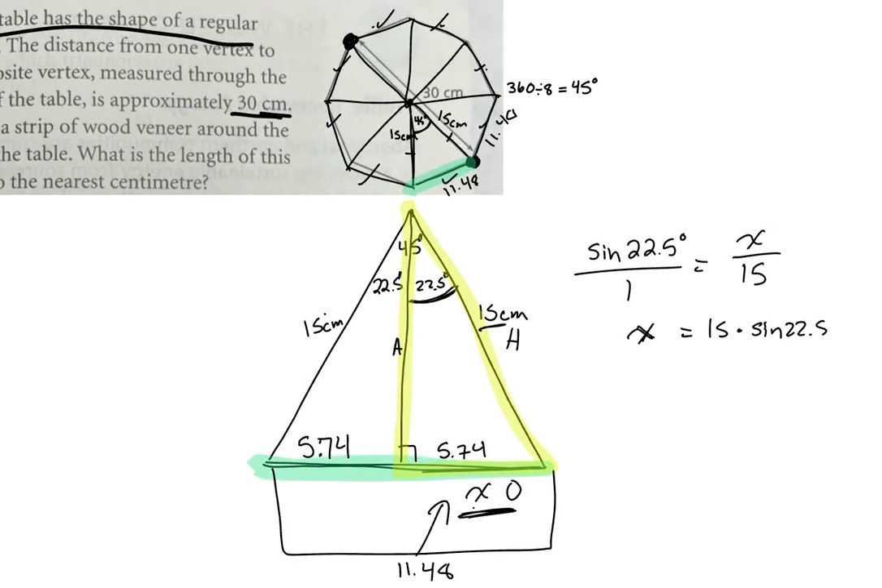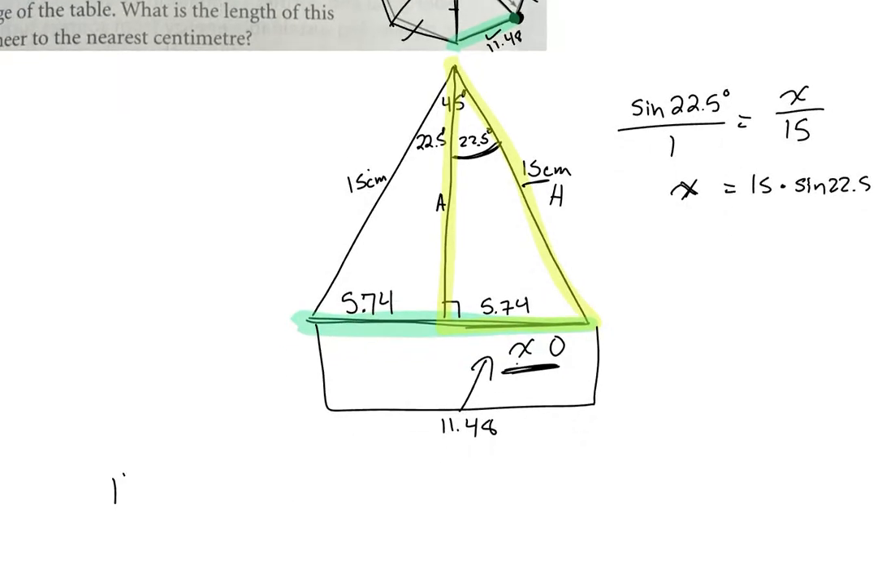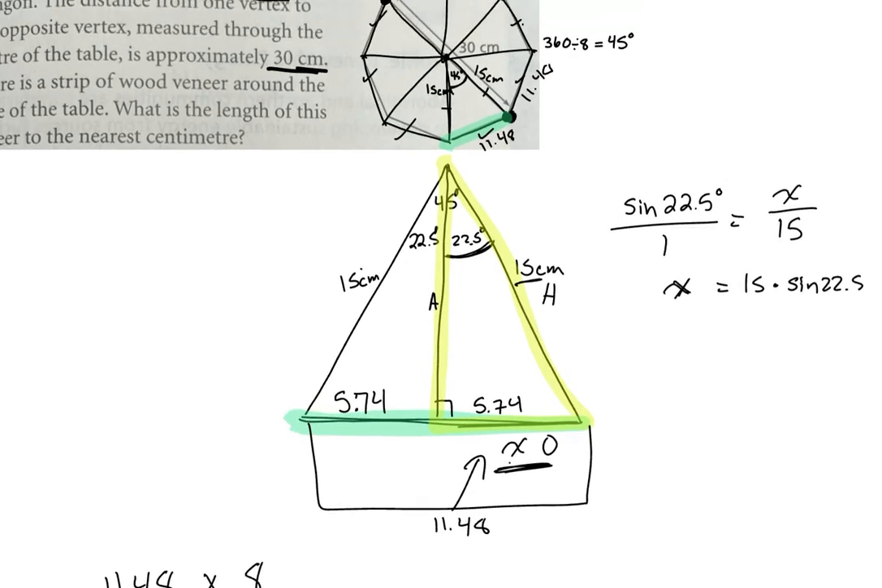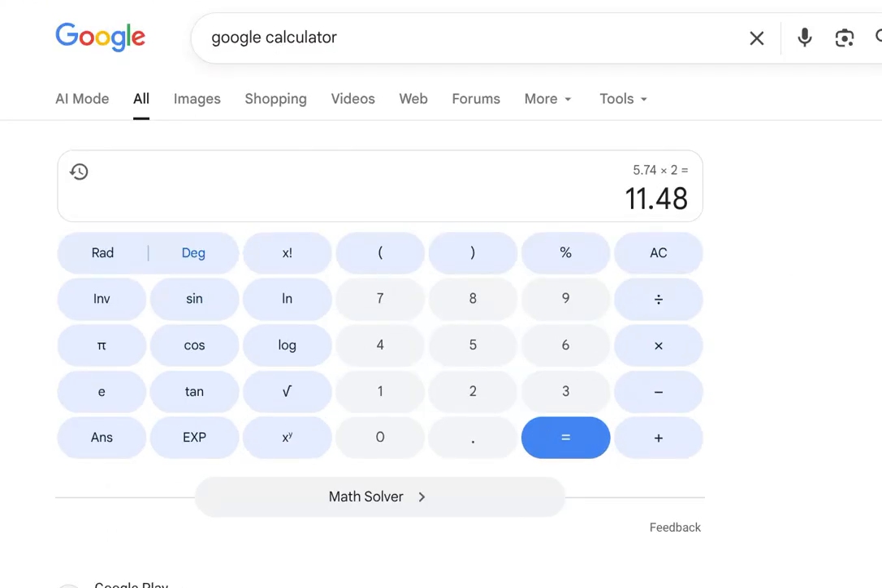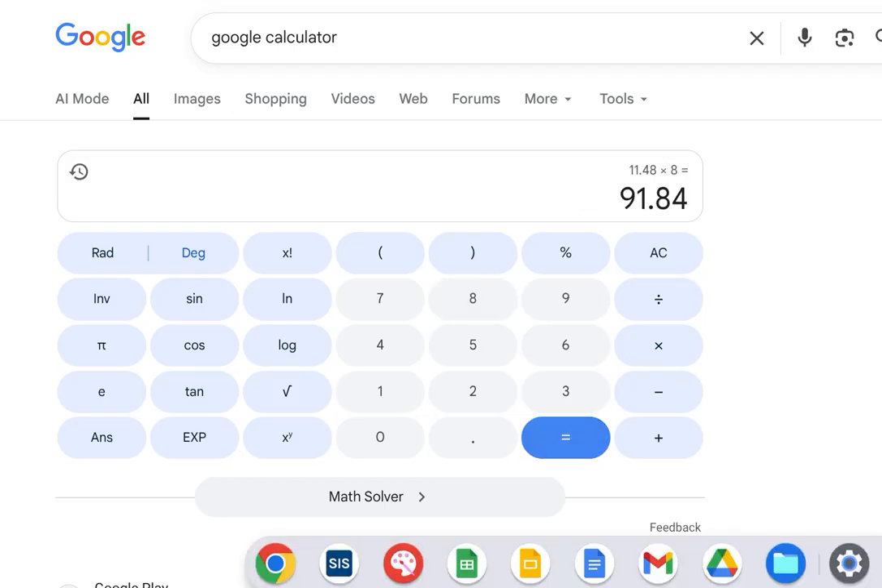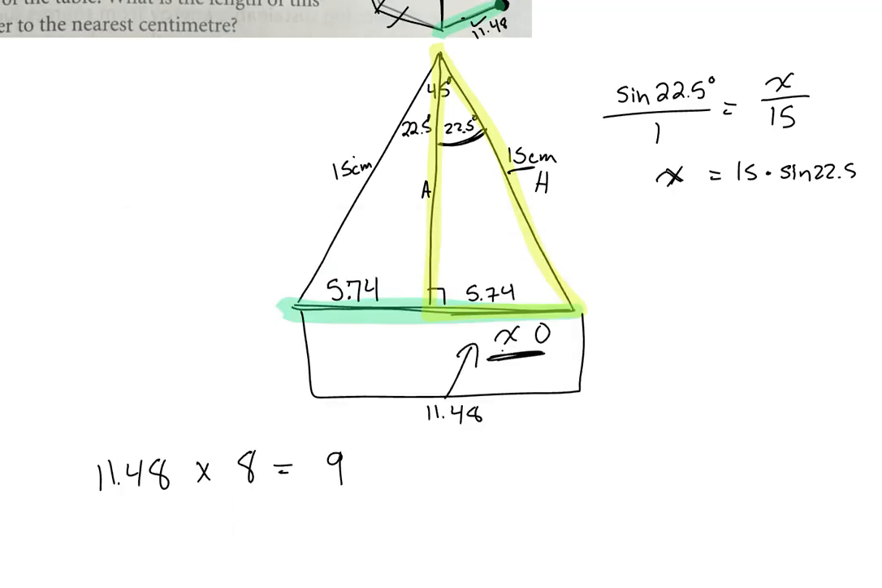So in order to find the perimeter, what we need to do is take that 11.48 and multiply it by 8, because we have 8 sides in this octagon. Okay, so 11.48, work smarter not harder, times 8 is 91.84. 91.84 centimeters. So the length of that veneer is 91.84 centimeters.